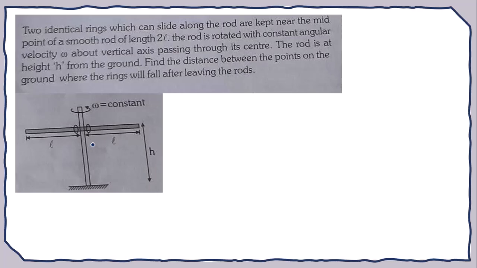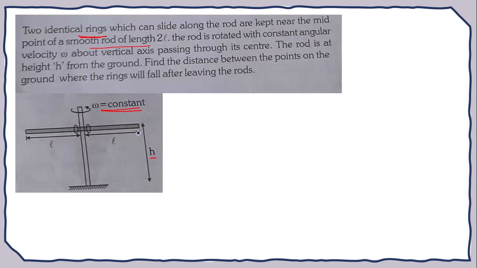Okay. Now, there is another situation where two identical rings which can slide along the rod are kept near the midpoint of a smooth rod of length 2L. Okay. So this rod is rotating with a constant angular speed omega about the vertical axis passing through its center. The rod is at a height h from the ground. So this is height h from the ground. Find the distance between the points on the ground where the rings will fall after leaving the rod.